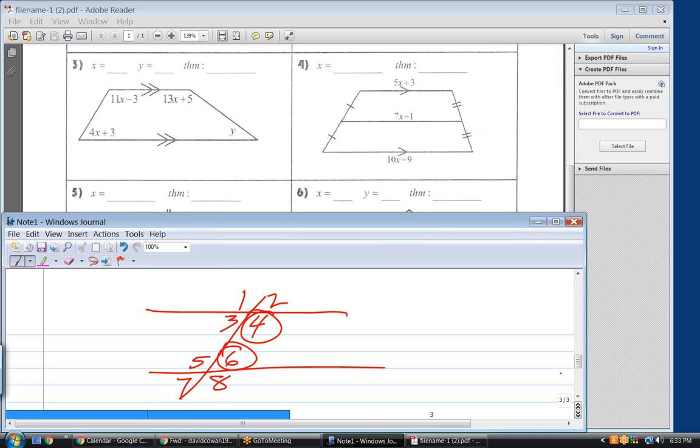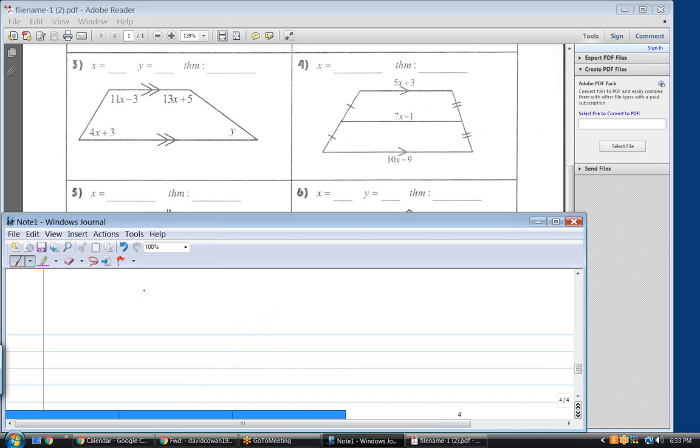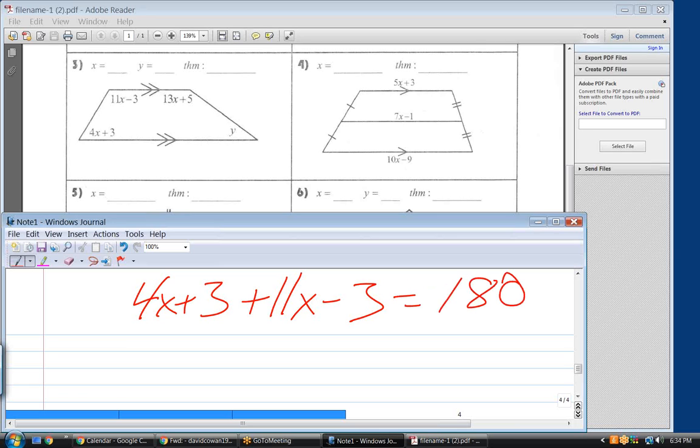So what equation can I write? Since they're all supplementary, we could do 4x plus 3 plus 11x minus 3 plus 13x plus 5 equals 180. Just these two parallel lines, my bad. That gives us an equation we can solve, with one variable. If you can leave it in one variable, do so, because that means you can solve it immediately. So the key here was this step here, based on what?